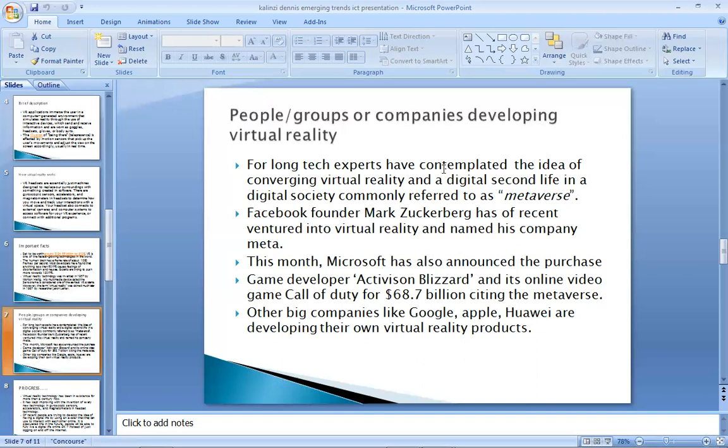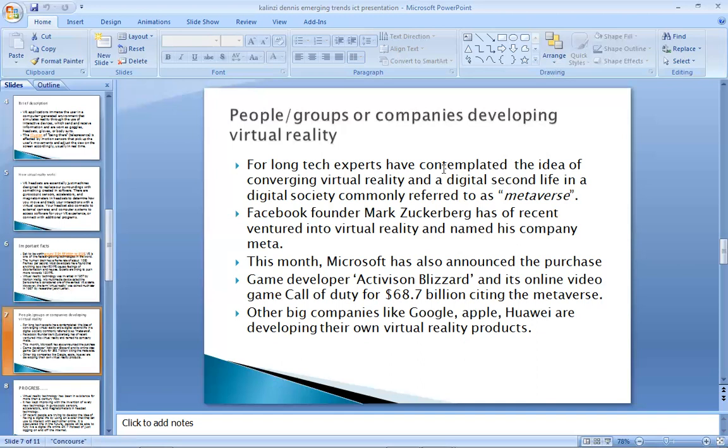And this month, Microsoft announced the purchase of the video game developer called Activision Blizzard. They are the makers of the video game Call of Duty, and it's a good video game that is so good, especially when you're using virtual reality.